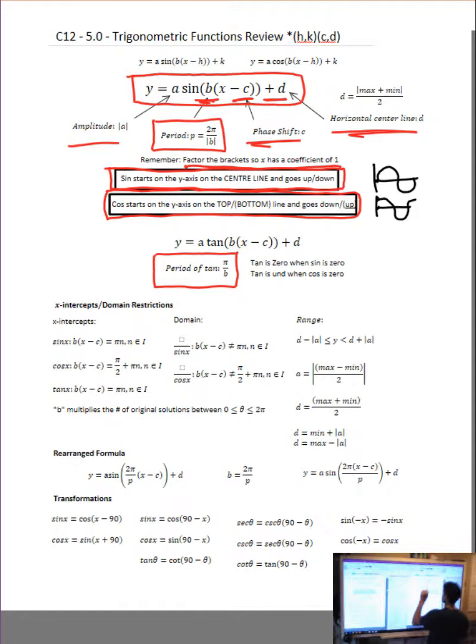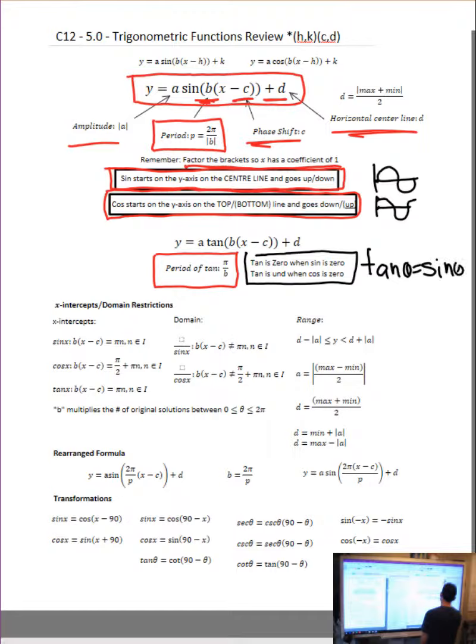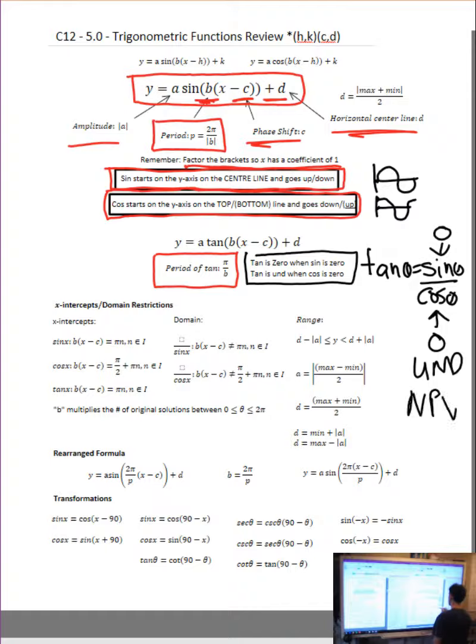And then some things to remember about tan. Tan is 0 when sine is 0. And tan is undefined when cos is 0, because tan theta is equal to sine theta over cos theta. So when the top is 0, the answer is 0, unless the bottom is also 0. When the bottom is 0, it's undefined. And that's where we're going to get our non-permissible values from, which we spoke about before.